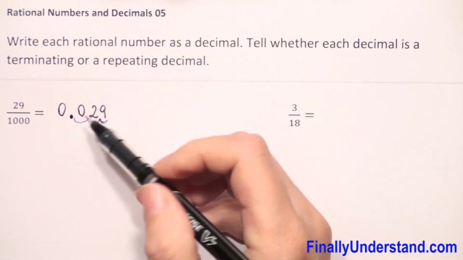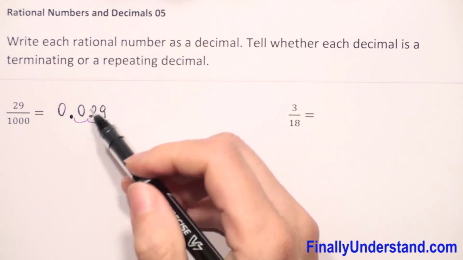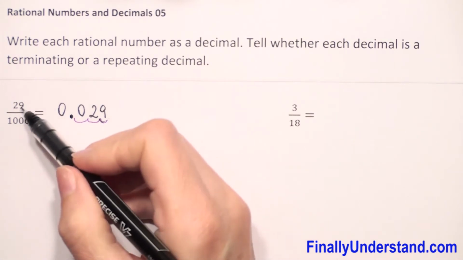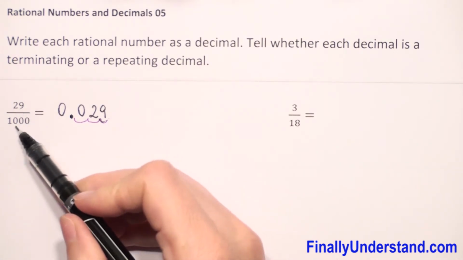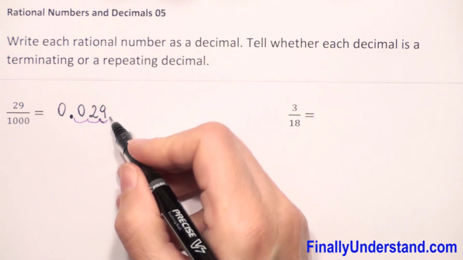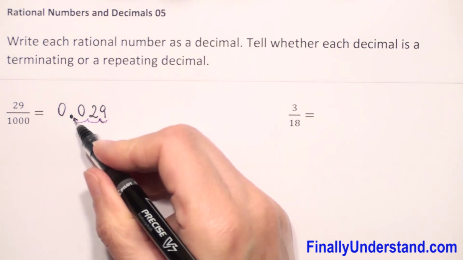So 29 over 1000 as a decimal is 0.029. Just copy the numerator and count how many zeros you have in the denominator, and start from the right side to the left. 3 zeros, 1, 2, 3, we need.